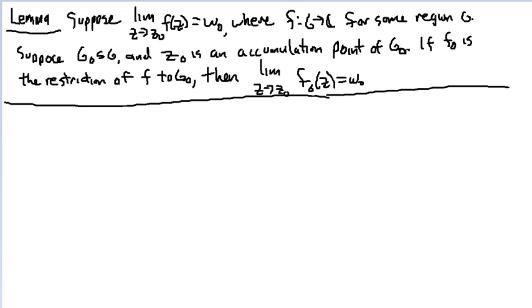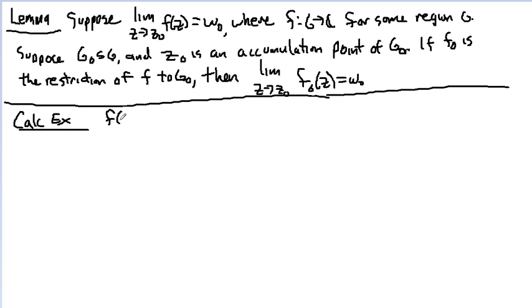We're here to discuss a lemma that intuitively makes sense, or at least it will once we unpack the notation. If you have a function f with the limit w naught, where f is defined on some region G, and G naught is a subset of G, and z naught happens to be an accumulation point of G naught, then if you restrict f to G naught, the limit doesn't change, is basically what it says. So let me give you a calculus example.